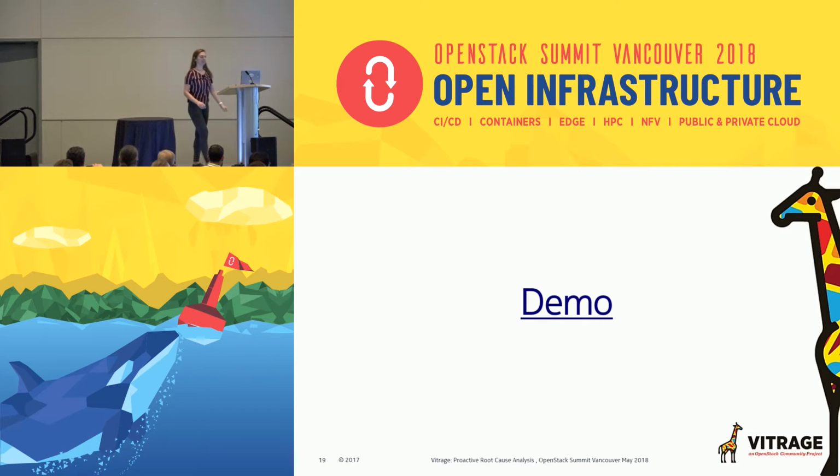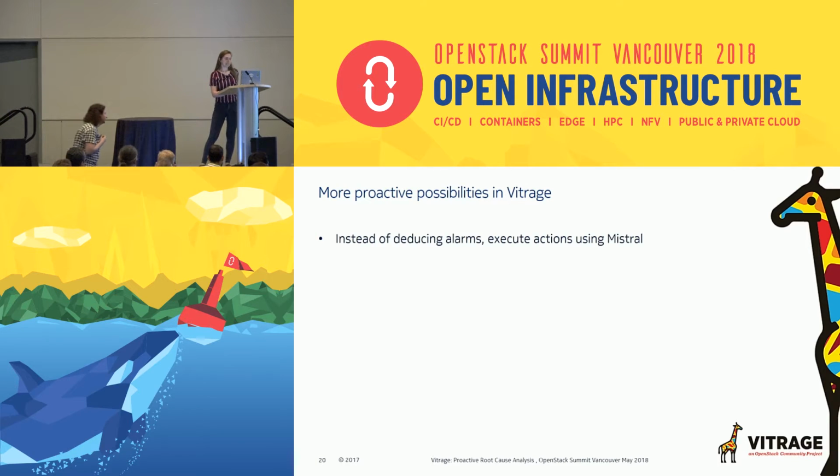Thank you, Liat. So let's discuss what else we can do with Vitrage. As Liat showed you in this demo, we only produced a deduced alarm in Vitrage. But as I said earlier, we could also execute actions in Mistral and also notify other services or other systems of the things that happened in our system. What you saw in the demo is just one of the things you can do with Vitrage.